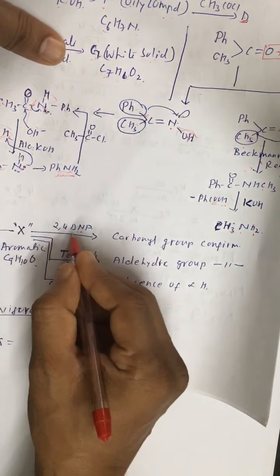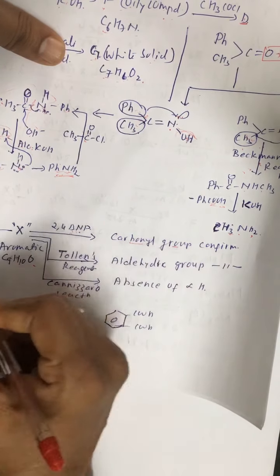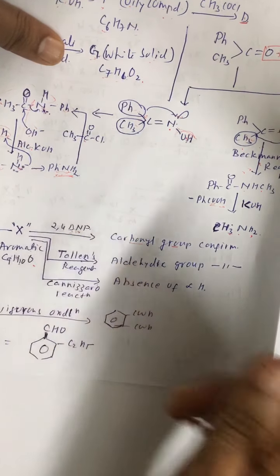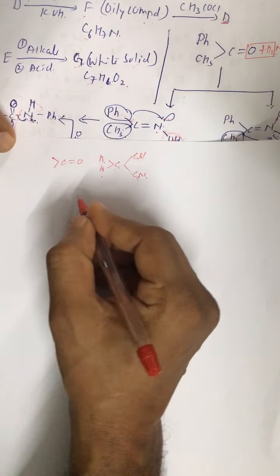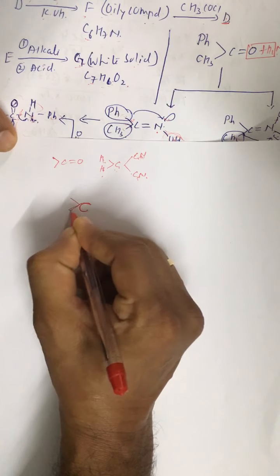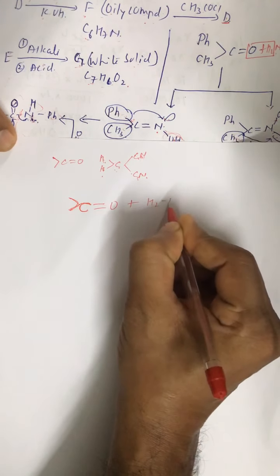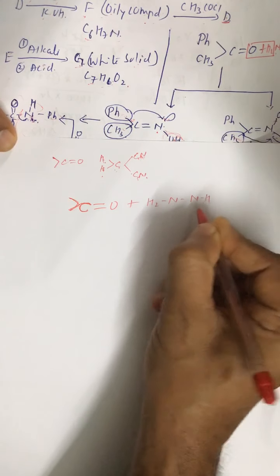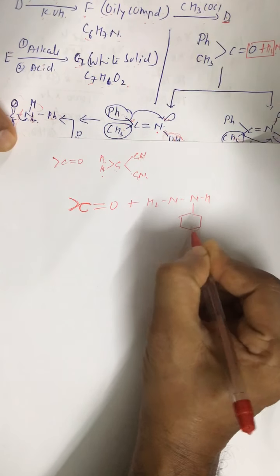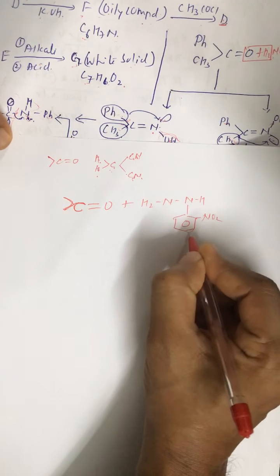Since this reaction is there, we can say a carbonyl group is present because this reaction is exhibited by carbonyl compounds. 2,4-DNP is 2,4-dinitrophenylhydrazine. If we have a carbon with oxygen, and this is H2NNH, and this is C6H5, this is phenylhydrazine, and 2,4-dinitro.